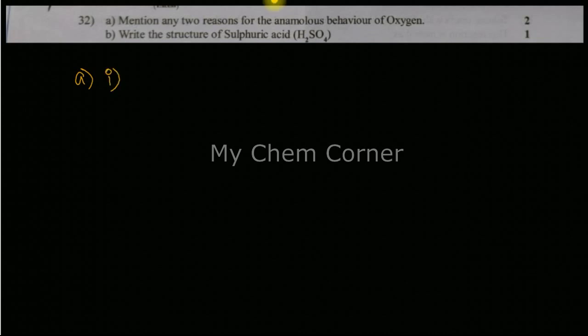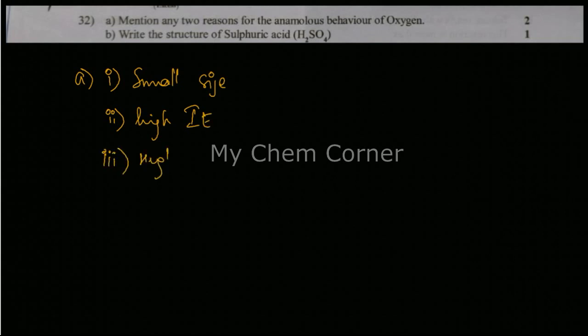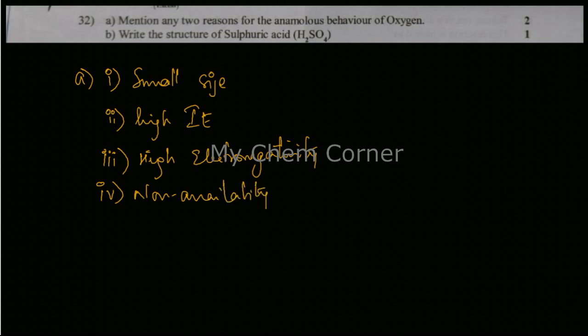So first one I can write, say, small size. Alright. Then I can write high ionization enthalpy. Then I can write high electronegativity. Then I can write non-availability of d orbitals in the valence shell. Any 2 points will give you 2 marks.